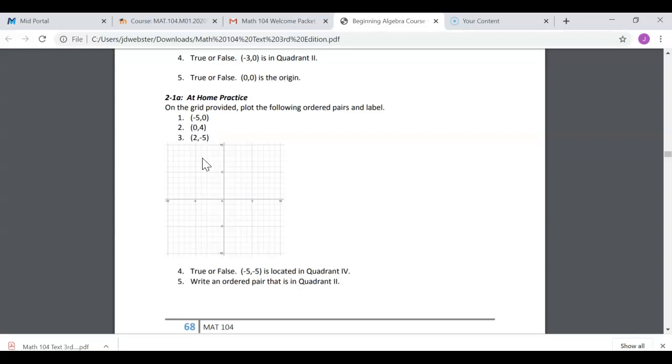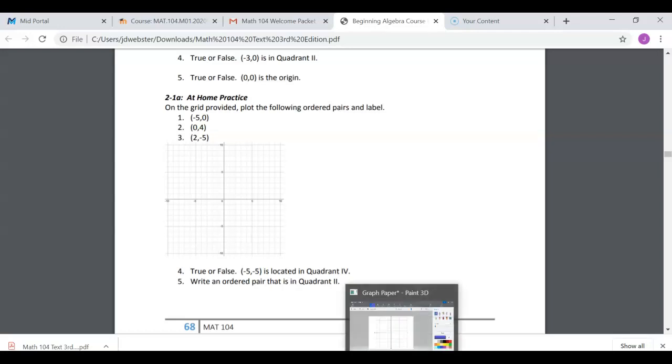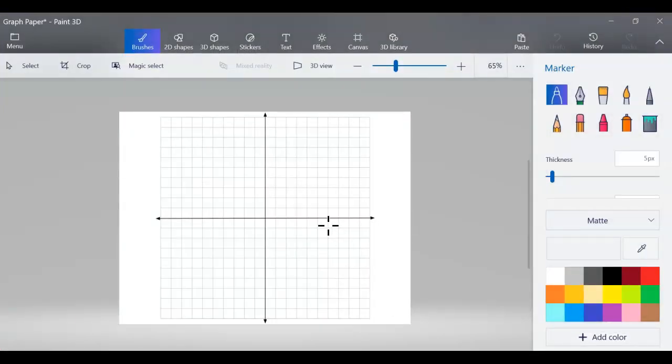Now, I'm not going to plot these on this grid because I don't have the capabilities to draw on this, but I'll go on to another grid, one that looks very similar to the grid provided on your test. If we go to the point (-5, 0), remember the first value is the x value. The x-axis is always the horizontal axis.